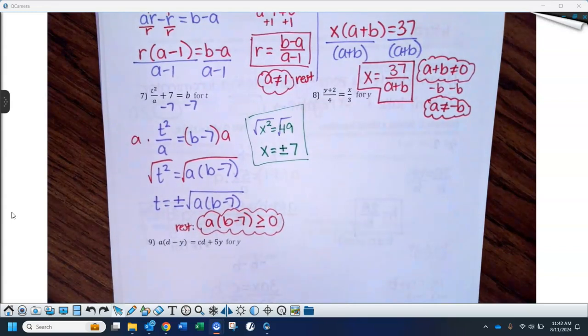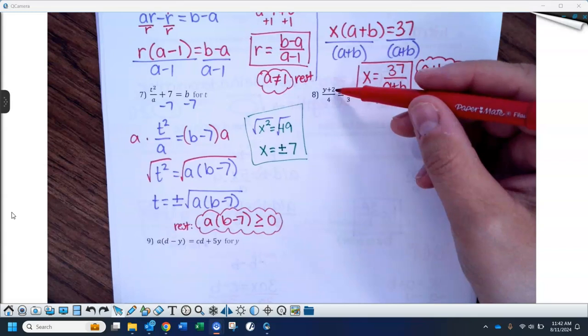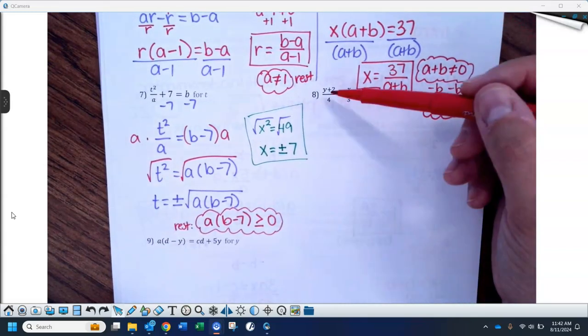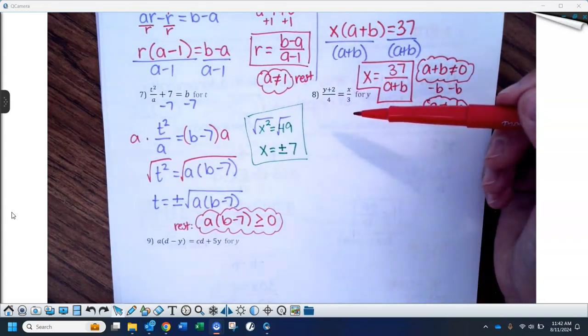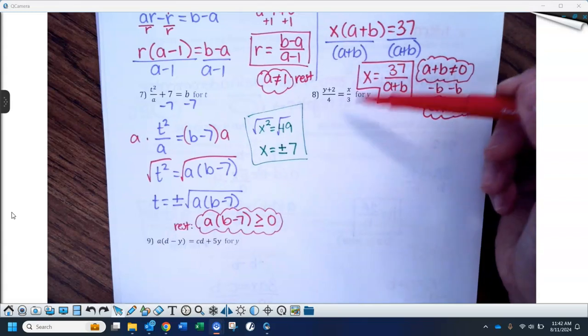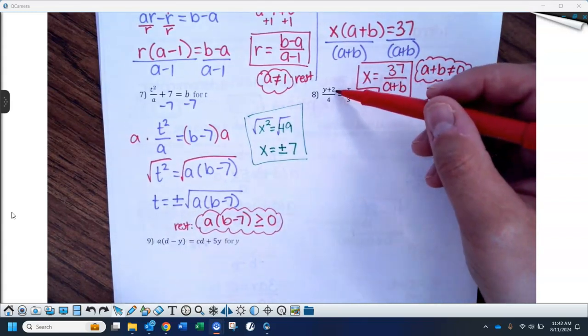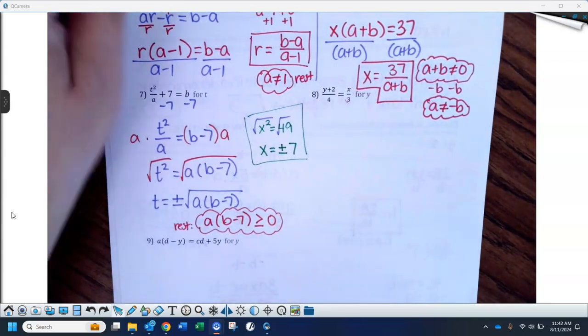Okay, now number 8, you've got several options here. This is an interesting equation. This is 2 fractions set equal to each other. If you want to, we could try to think of something that would be a common denominator between 4 and 3 and multiply both sides by that to cancel out the fraction. Or if you wanted to, you could straight up start to solve this like a proportion and cross multiply.